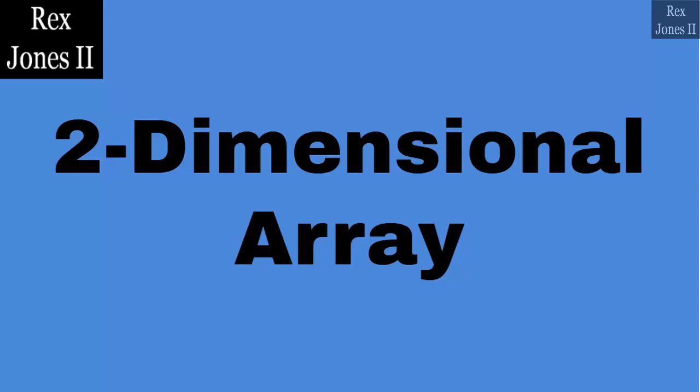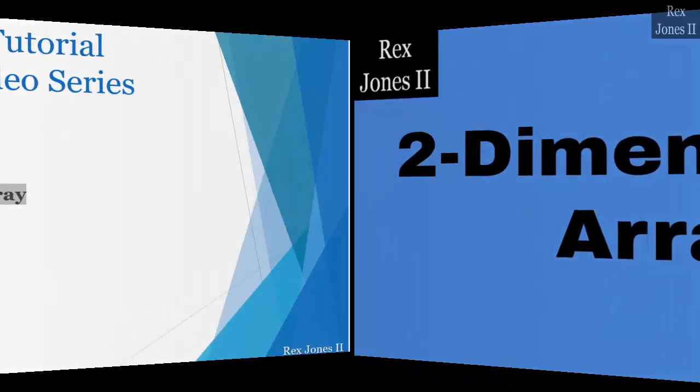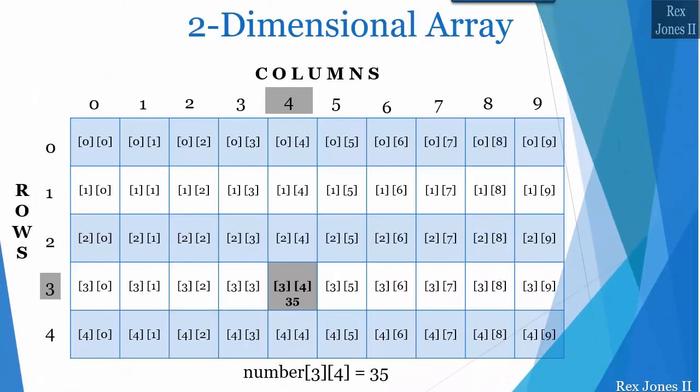Next is two-dimensional array. A two-dimensional array is like a matrix. We see rows and columns that can be labeled like 3, 4 inside the square brackets. First dimension, 3, represents the row, and second dimension, 4, represents the column.